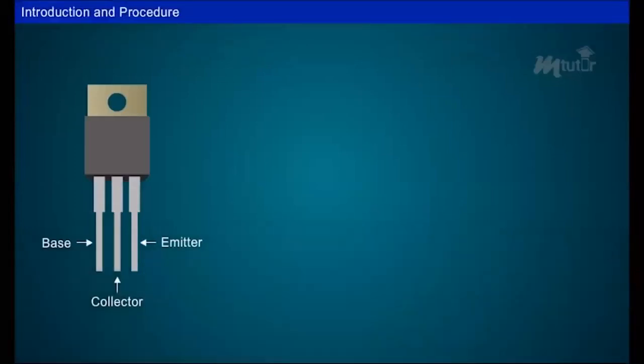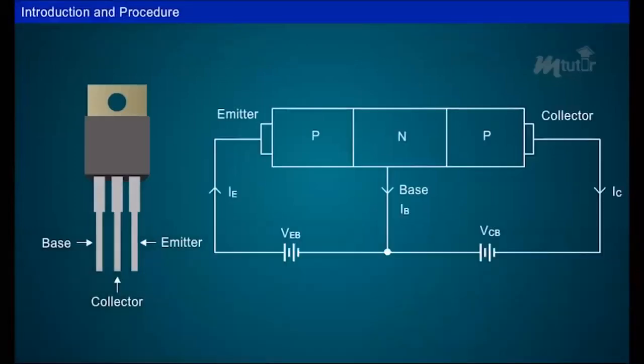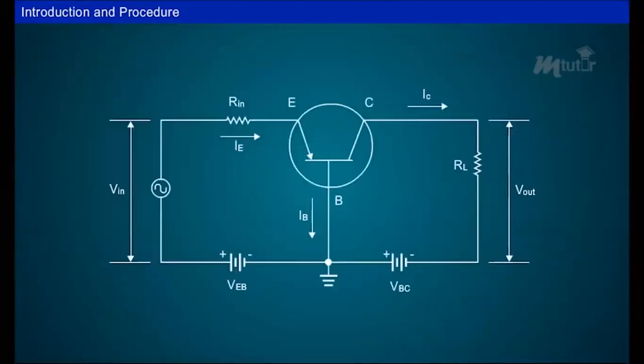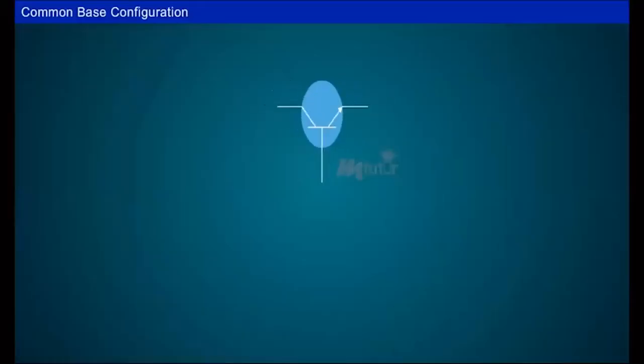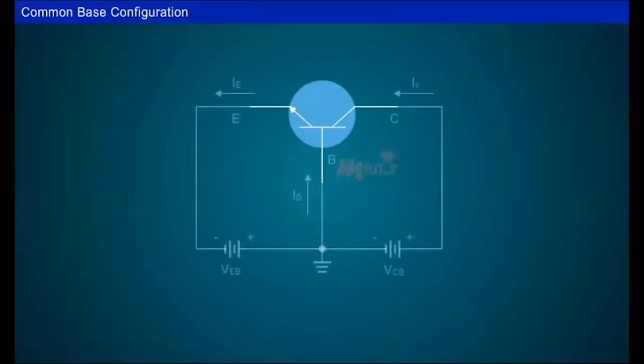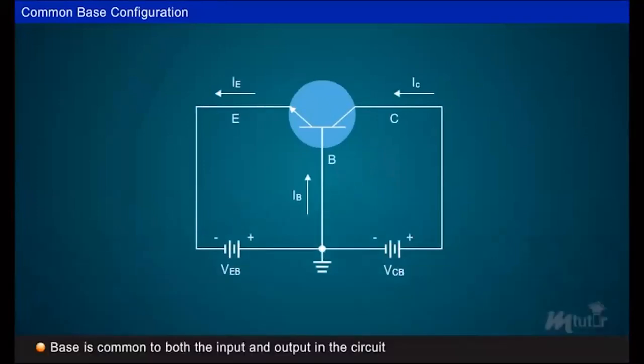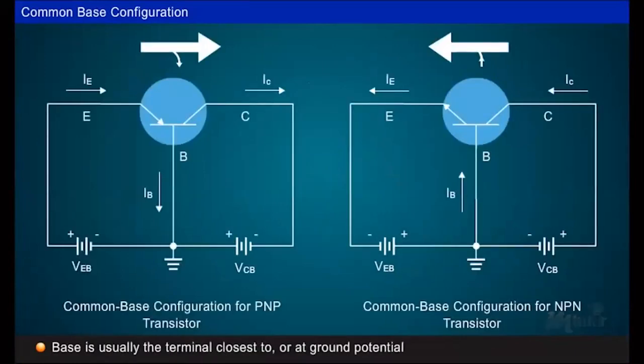Previously, we have seen the construction and operation of BJT. Now, we can see common base configuration in detail. The common base terminology is derived from the fact that the base is common to both the input and output sides of the configuration. In addition, the base is usually the terminal closest to or at ground potential.